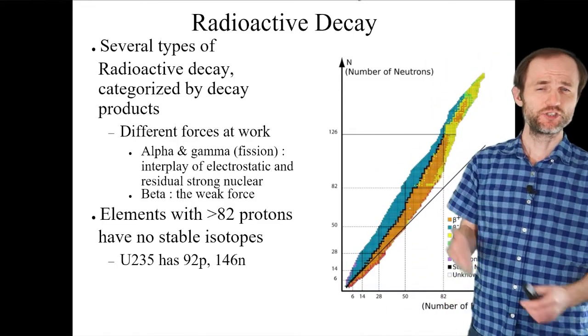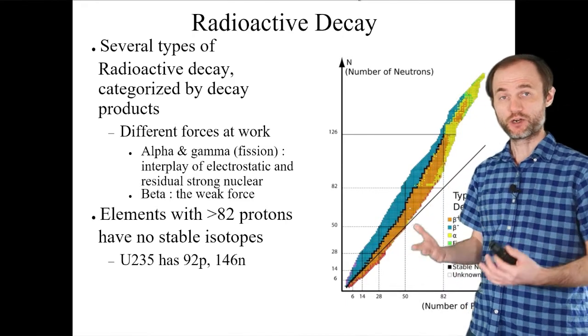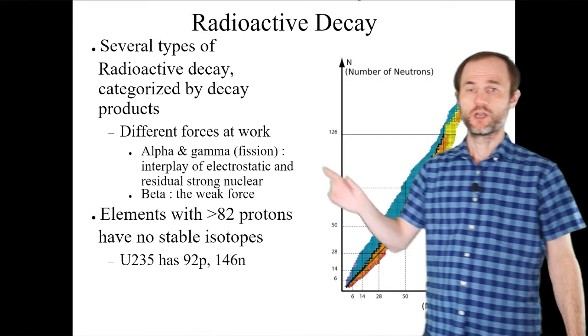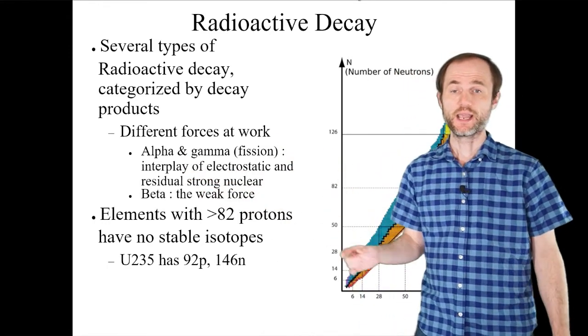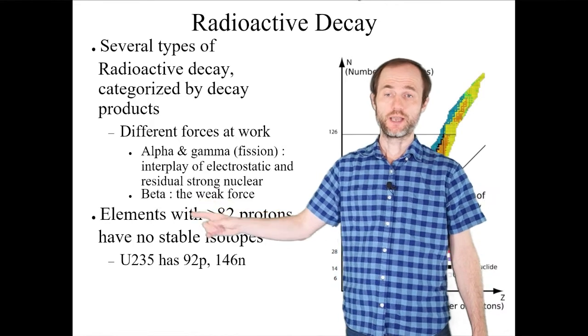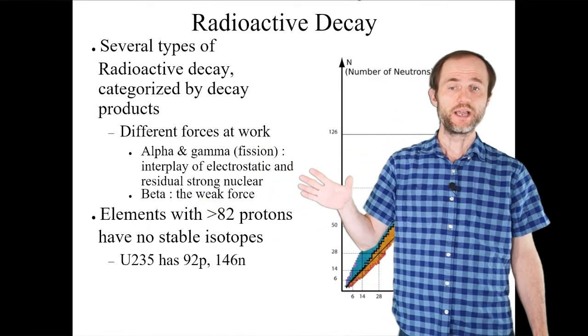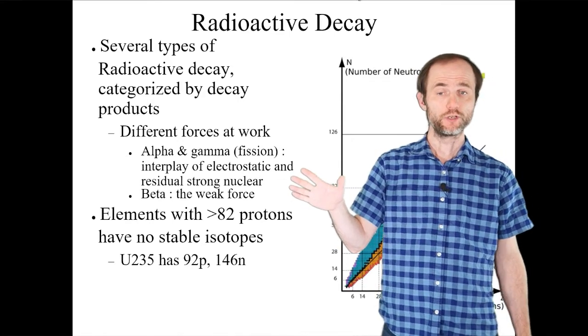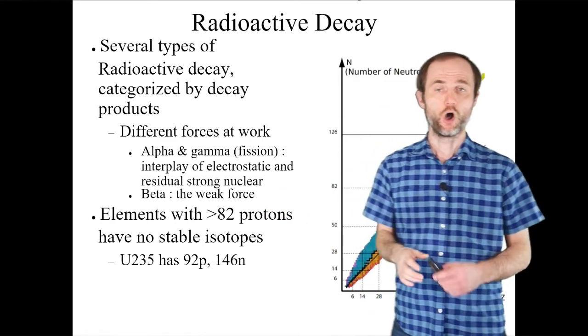So what is radioactive decay? There are several types of it, and there are different decay products that characterize these different types. For different forces, you can get alpha and gamma decay and beta decay. For instance, alpha and gamma are mediated by electrostatic and strong nuclear forces, whereas beta decay is a manifestation of the weak force.